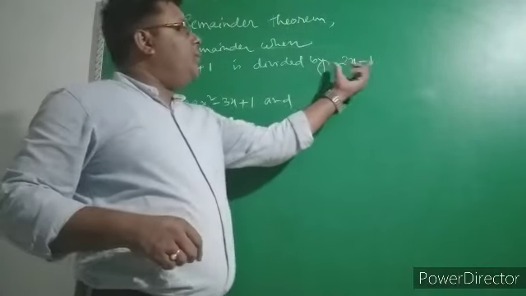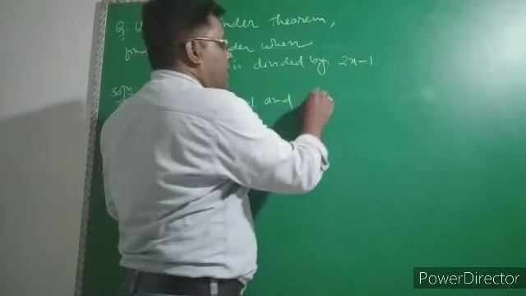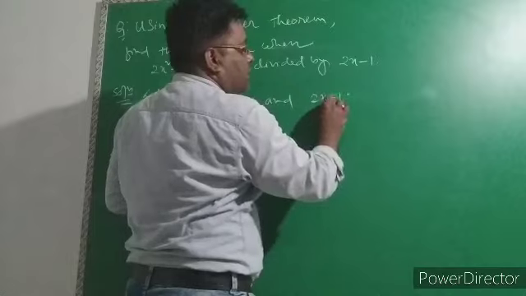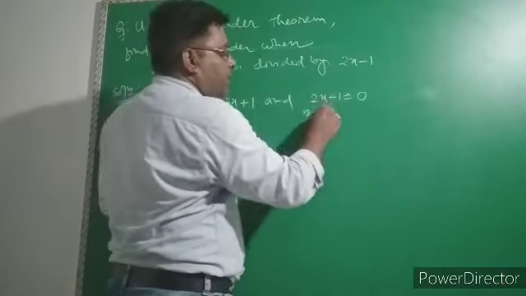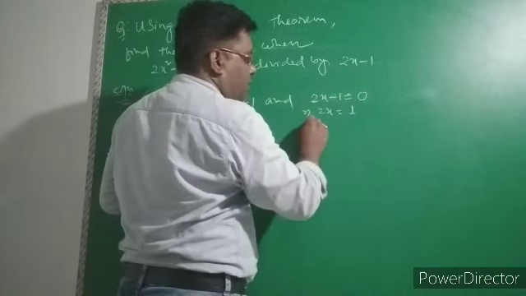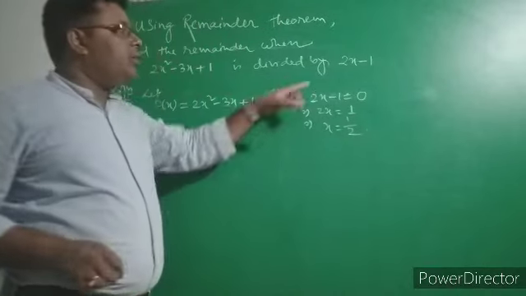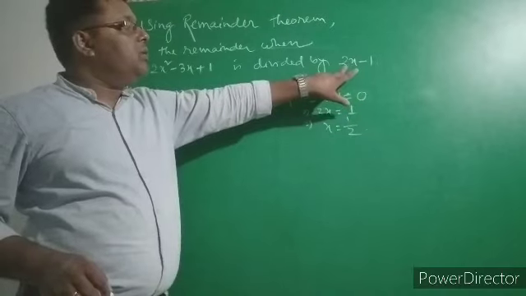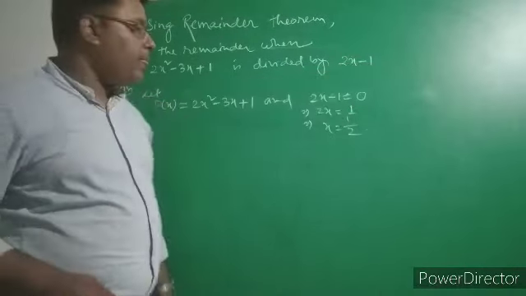Next we have to compare the divisor with 0. That is, we have to find the 0 of this divisor. That is twice x minus 1 is equal to 0. Here from we get twice x equal to, if we take minus 1 it becomes plus 1. So what is the value of x? X is equal to 1 by 2. That is, the 0 of this divisor will be half.